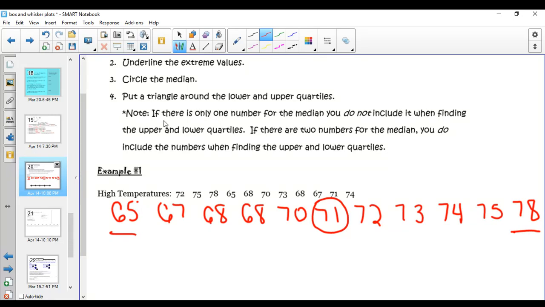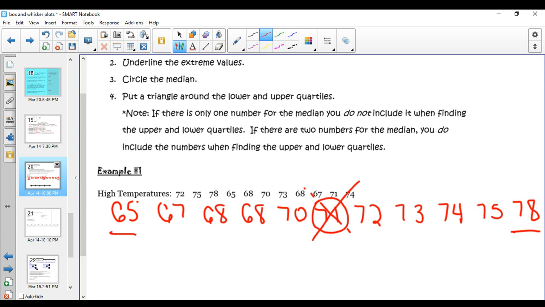Okay, step 4, put a triangle around the lower and upper quartiles. And let's look at what this note says. It says if there's only one number for the median, you do not include it when finding the upper and lower quartiles. Well, that's the situation that we're in. We do only have one number for the median, so we don't include that. I'm going to put an X over that just as a reminder. That doesn't mean that that number disappears from our set or anything.